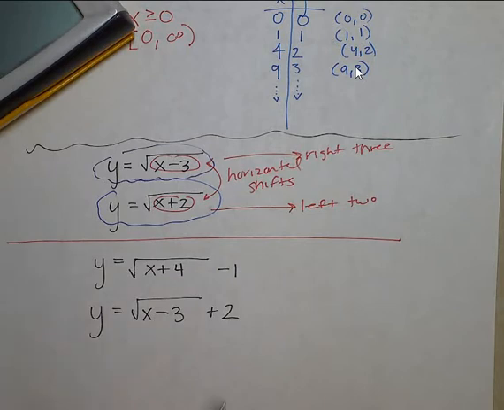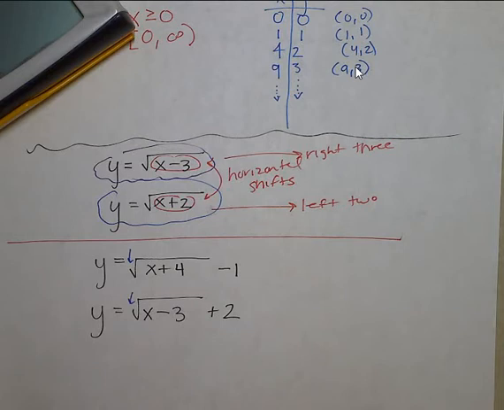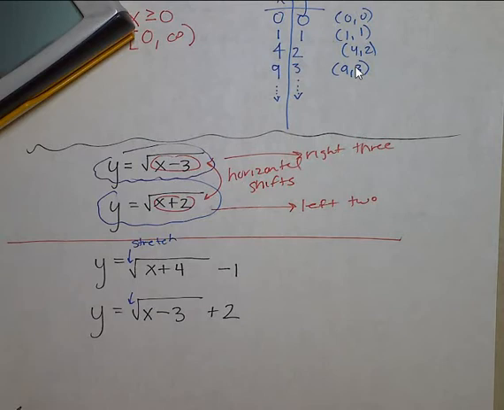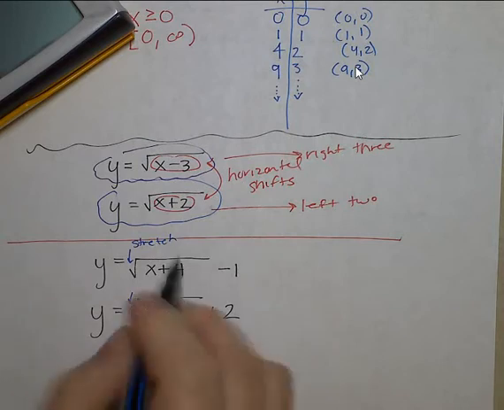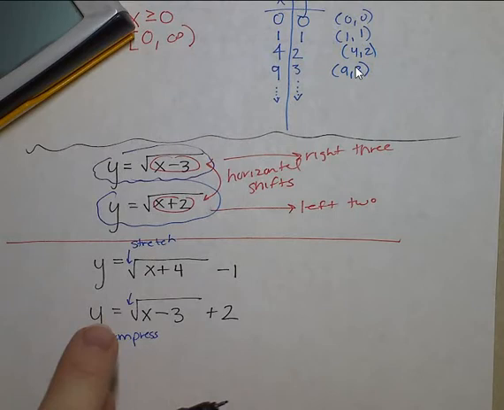Okay, what if we put a number here? There's a hidden 1 here. What if we put a number here? And what if that number was greater than 1? What word would we use to describe it? We use the word stretch if it is greater than 1. And if the number is between 0 and 1, we use the word compress. If the number in front of the radical is greater than 1, we use the word stretch. And if it's between 0 and 1, we use the word compress.